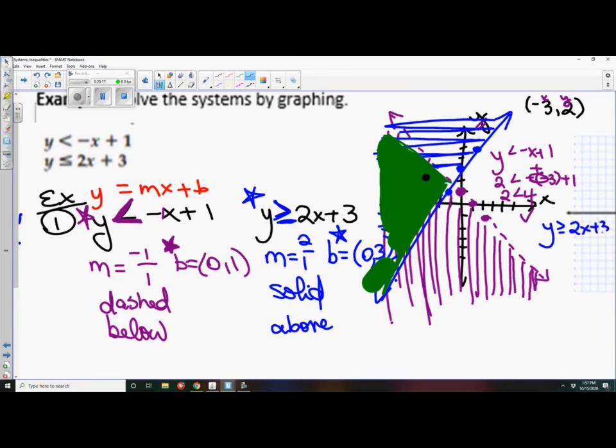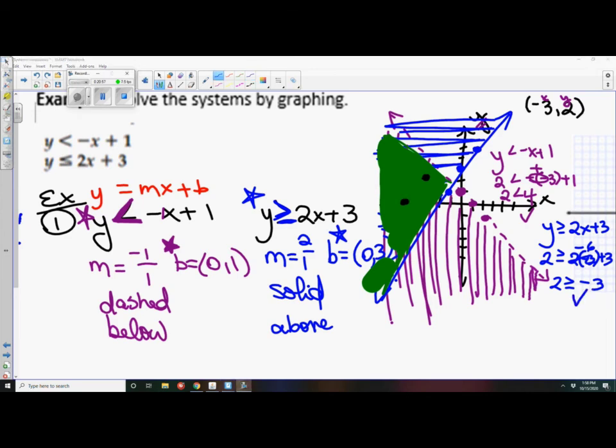And now check it. What's our y value again? 2 is greater than or equal to 2 times x, which is negative 3, plus 3. So now what's 2 times negative 3? Negative 6. What's negative 6 plus 3? Negative 3, you're right. Now, as far as it goes, 2 is greater than or equal to negative 3. Is that true? Yeah.